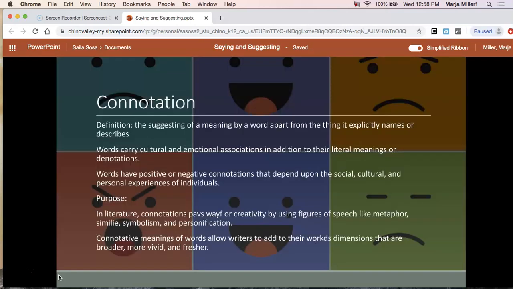Next, we're going to talk about connotation, which is the opposite. It's the suggesting of a meaning by a word apart from the thing it explicitly names or describes. All words carry cultural and emotional associations, and words can have either a positive, negative, or neutral connotation depending on the context and social, cultural, and personal experiences of people. Connotation is used a lot in creative writing because it helps the author or poet to create deeper meaning within a text.